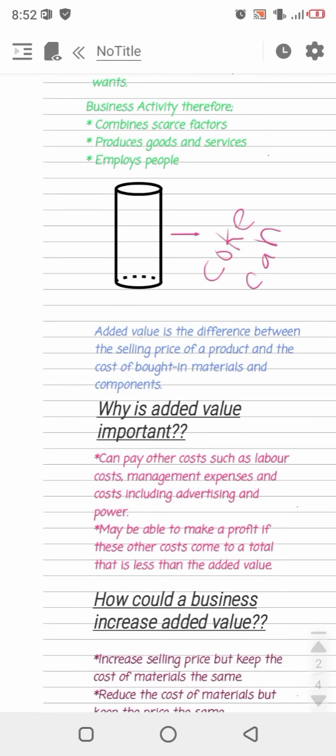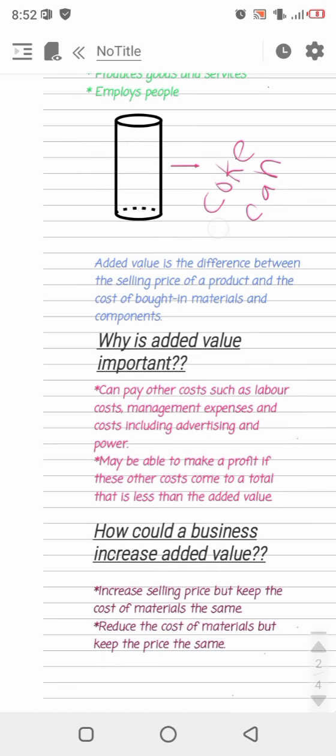So then, added value. What is added value? Added value is the difference between the selling price of a product and the cost of bought materials and components. So for example, there is a Coke can.